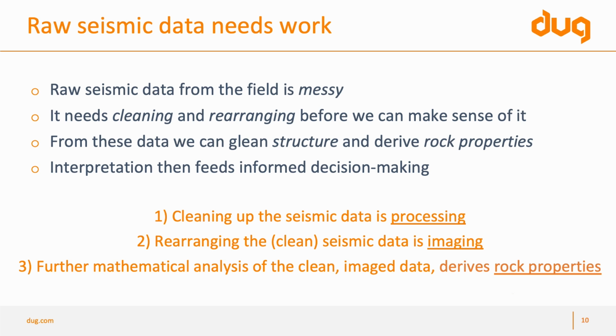As mentioned, the raw seismic data from the field needs work to create a useful product. It needs cleaning and rearranging before we can make sense of it. Imaging is necessary because initially we don't know where the reflections come from. Cleaning up the seismic data is processing. Rearranging the clean seismic data is called imaging, and further mathematical analysis of the clean image data derives rock properties in the traditional workflow.